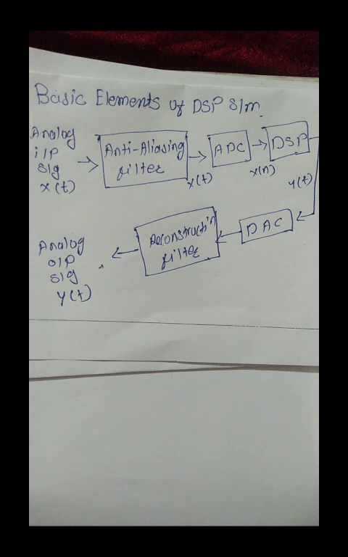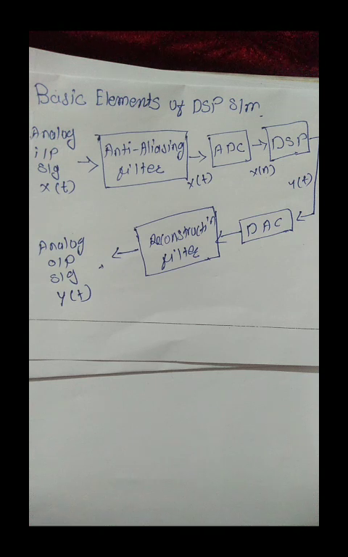Then the second block is the anti-aliasing filter. Most naturally occurring signals are not band limited. This means that they have infinite frequencies present in them. Anti-aliasing filters are basically low-pass filters, which are used to remove the high frequencies from the input signal, thereby making them band limited. Third is the analog to digital converter.